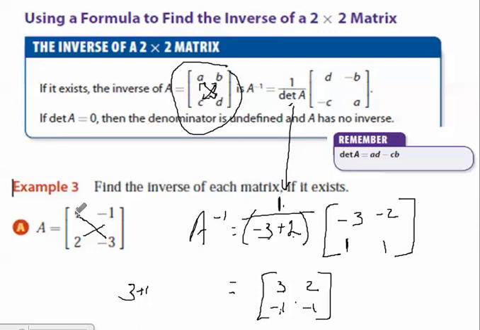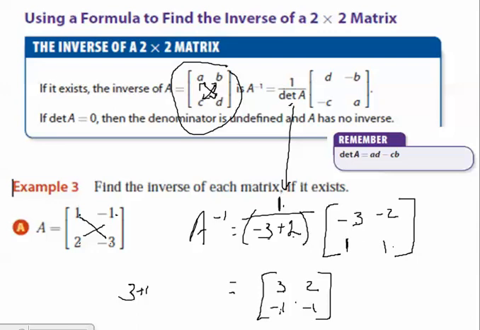Let's back up. See where I made a mistake here. It's negative 3 minus a negative 2. That's plus 2. That's a negative 1. Yes, that's right. Okay? And then we just swap the values around. So my negative 3 comes up here. My 1 goes down there. That's correct. And my C's, oh, you don't swap those. That's what I did wrong.